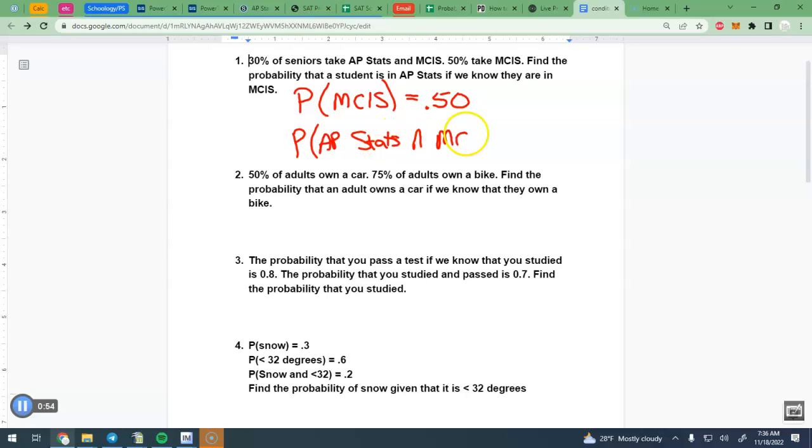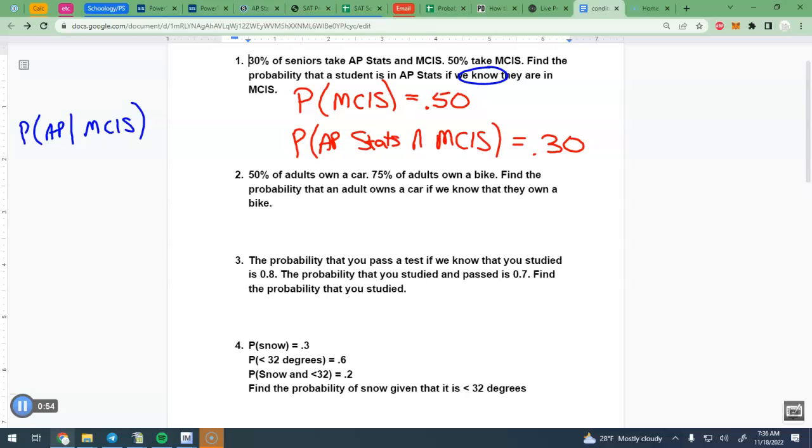Alright, and then the probability of AP stats and MCIS. Remember that upside down U, which kind of looks like an A, which is the first letter of "and," is helpful. 0.30. That was mind blowing, right? So then what I'm asked to find is the probability that they are in AP stats, given that they are in the MCIS. So if we know it, it's given.